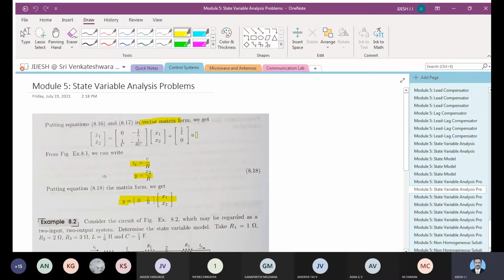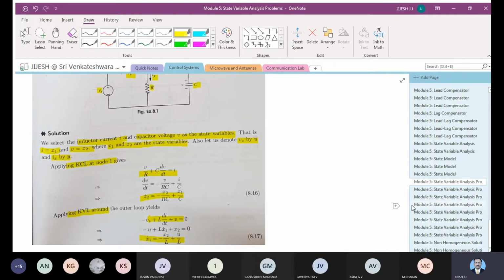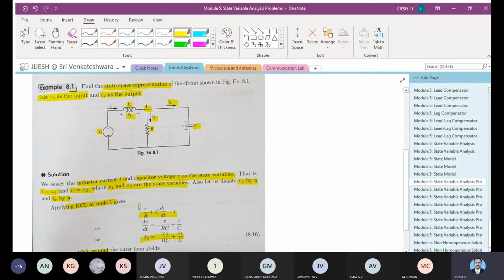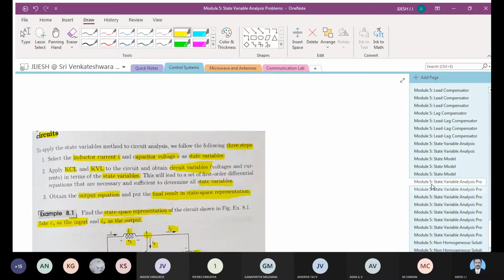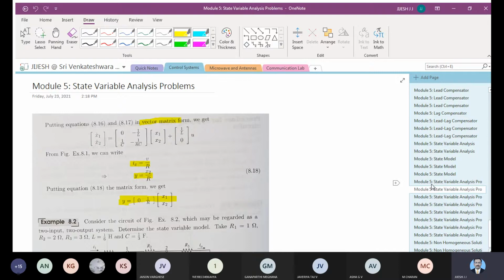Similarly, you have to do the same for the output as well. When you go for the output, Ix is equal to V by R, or Y is equal to x2 divided by R. This also you can convert into the form of a matrix. So what will you get for Y? Y you will get as x2 divided by R.